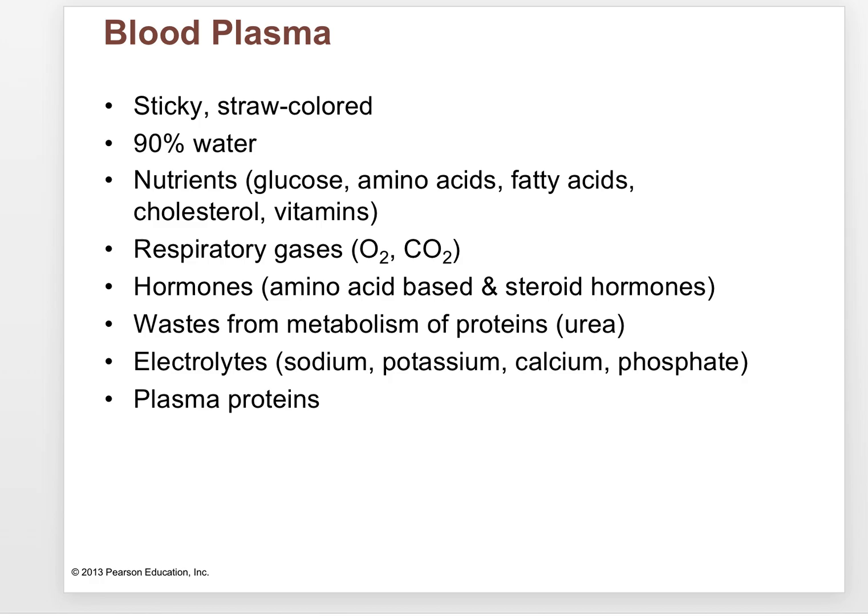Blood plasma is sticky, it's straw-colored, it's 90% water. It contains nutrients such as amino acids, fatty acids, cholesterol, vitamins, glucose. It has respiratory gases of oxygen, carbon dioxide. Hormones are dissolved in the blood plasma. Waste from metabolism of proteins is dissolved in the blood plasma. Electrolytes are found in the blood plasma, and plasma proteins are found in the blood plasma. So in the plasma there's a lot of components and a lot of structures that are floating around and are dissolved in the blood plasma.